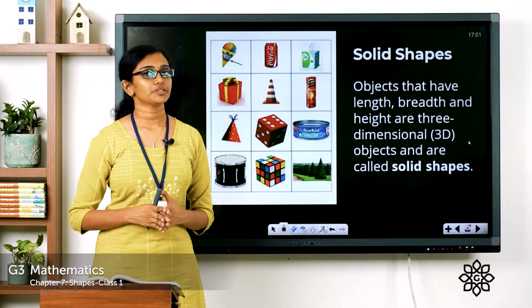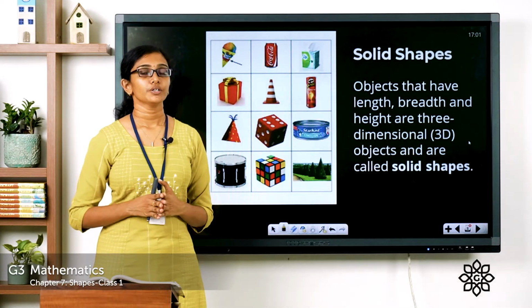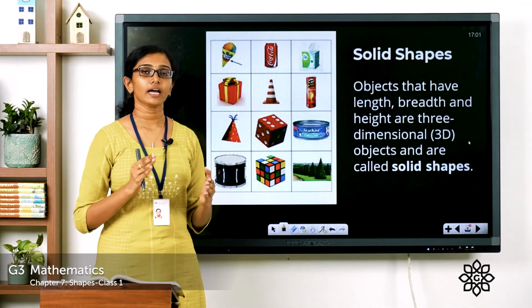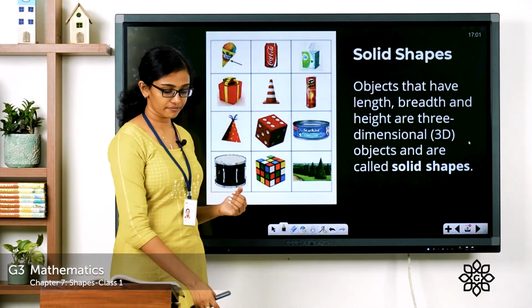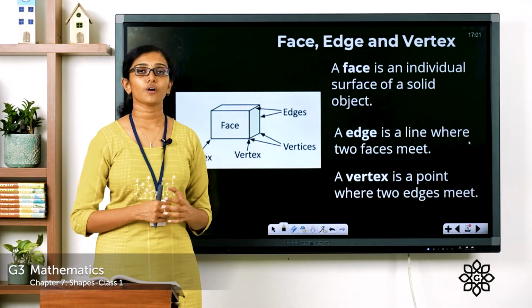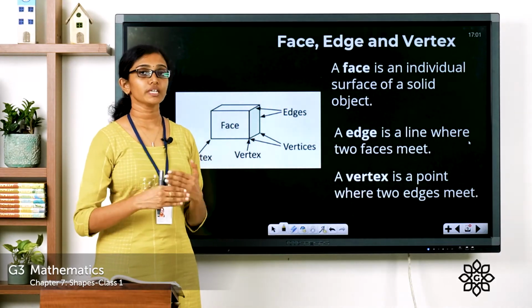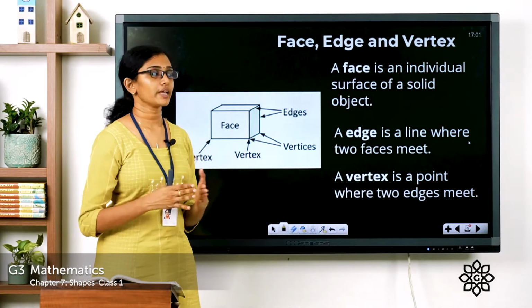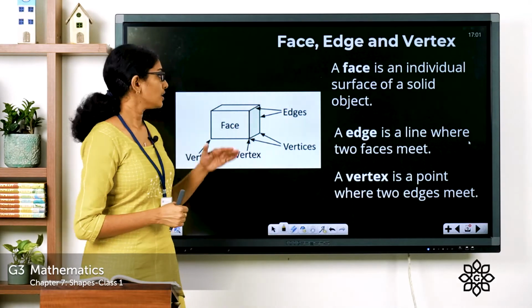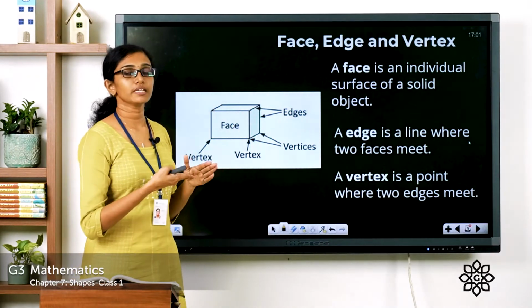So when we learn about shapes, it's very important to identify what is a face, a vertex and an edge. So what do you mean by a face? See, a face is an individual surface of a solid object. What you see around the object is called its face. And what do you mean by an edge? See, where faces meet, there will be lines.